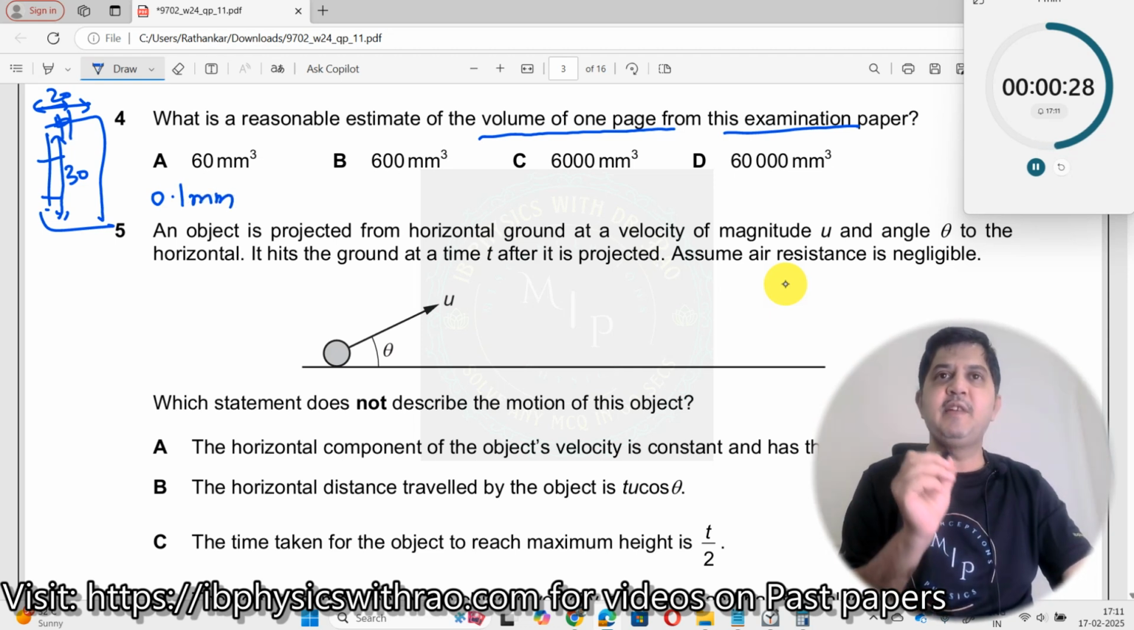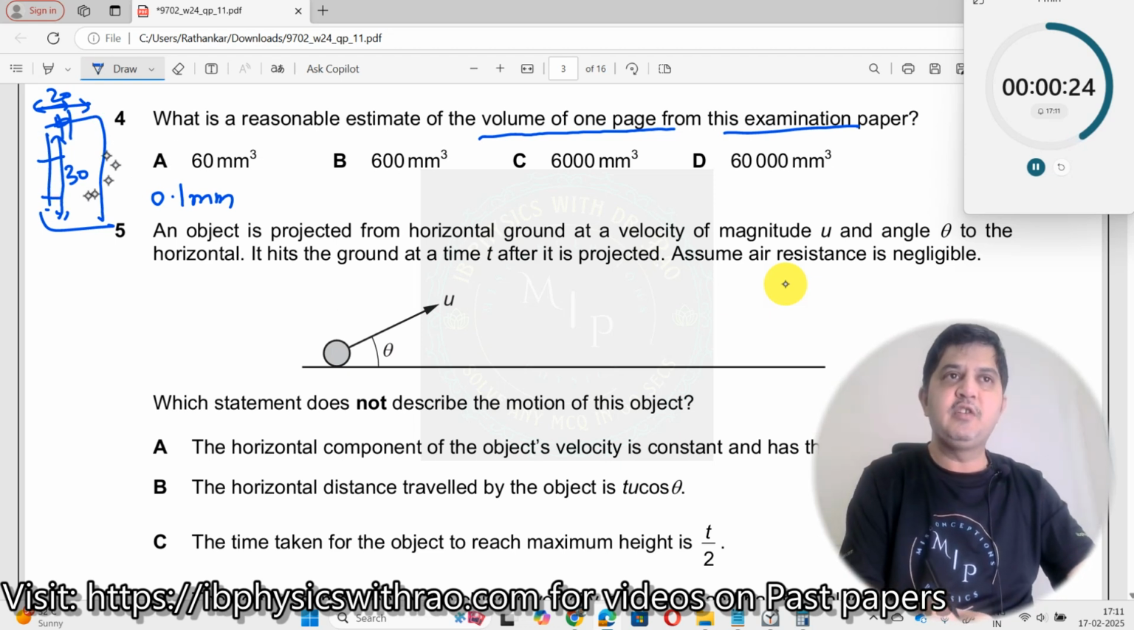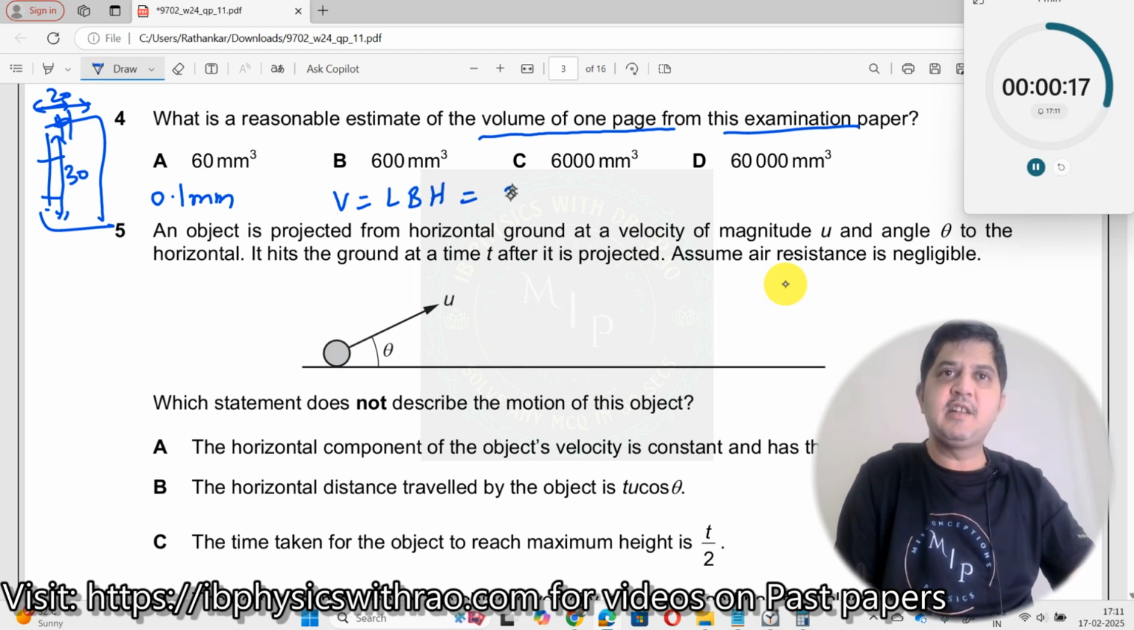So we are just doing an estimate, which means you're free to assume. So now we know typically what the values are. Let us find out the volume, which should be length, breadth into height. What is length? 30 centimeter multiplied by 20 centimeter multiplied by, this is in millimeter, so I will put this as 0.01 centimeter. When I do this, how much do I get?